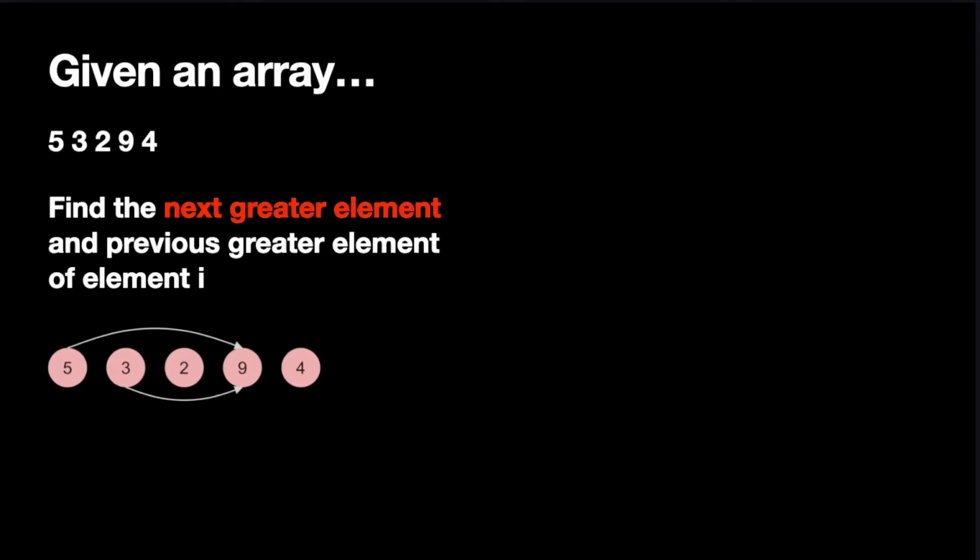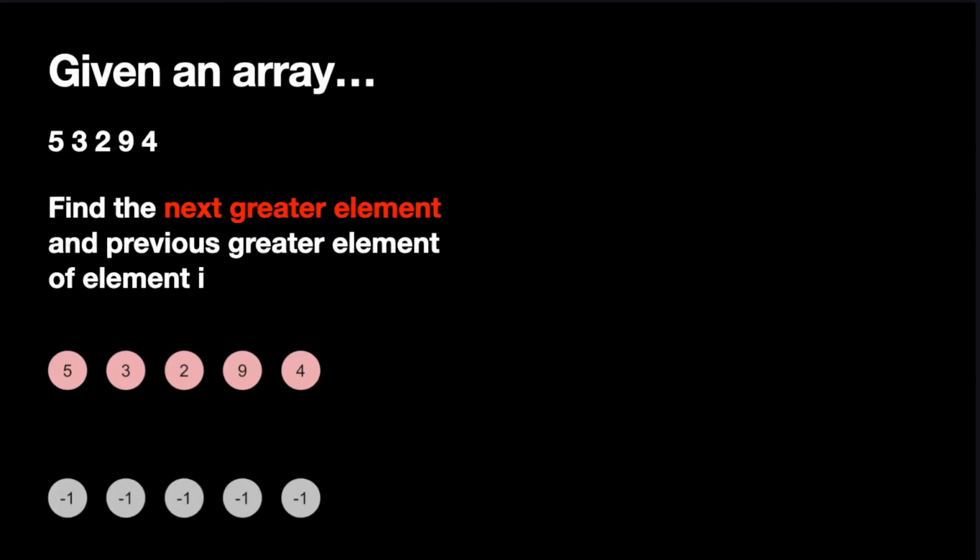For 3, the next greater element would be 9. For 2, the next greater element would also be 9. And for 9, there's no next greater element, and for 4, there's also no next greater element. But how do we achieve finding these in a single run through the array? To do this, we have to use the monotonic stack.